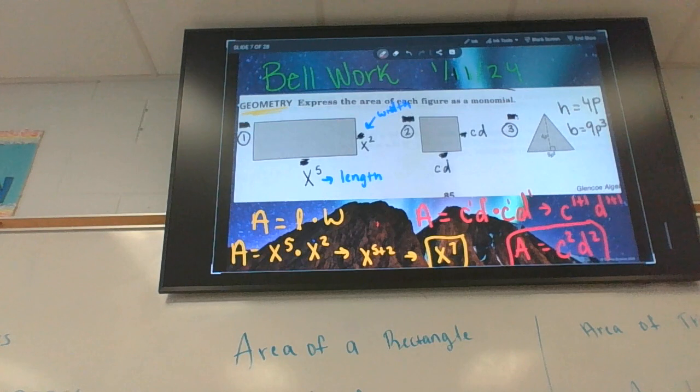Yeah? So in number 3, when I divide like the answer, do I divide also the exponent? Let's take a look. I think I've run out of room, so I'm gonna do mine on the board. So for our triangle, we'll use this formula. I already labeled B and H up there on the screen. So B is 9p to the third. H is 4p. And we're dividing it by 2.